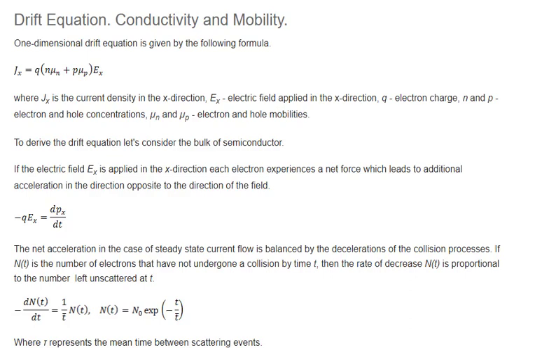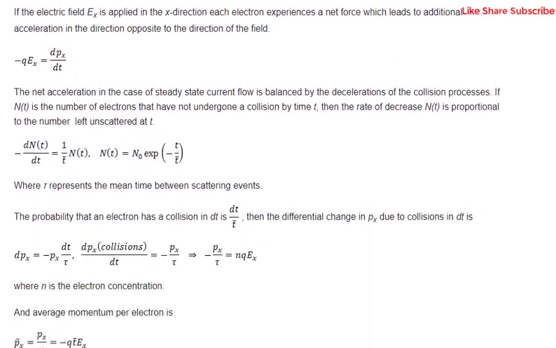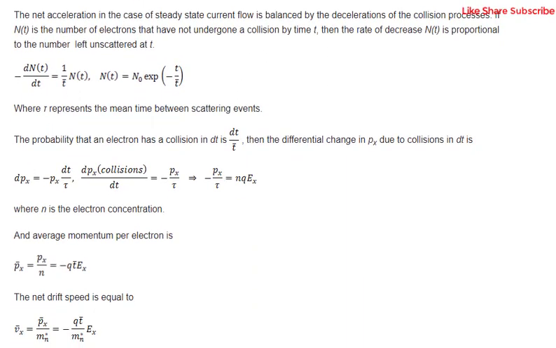To derive the drift equation, let's consider the bulk of a semiconductor. If the electric field Ex is applied in the x direction, each electron experiences a net force which leads to additional acceleration in the direction opposite to the direction of the field. The net acceleration in the case of steady-state current flow is balanced by the decelerations of the collision processes. If n(t) is the number of electrons that have not undergone a collision by time t, then the rate of decrease of n(t) is proportional to the number left unscattered at t.